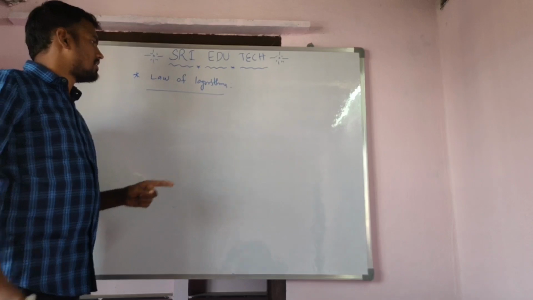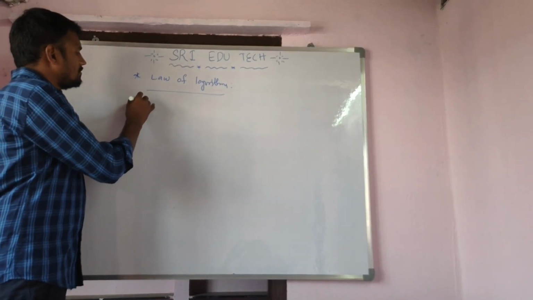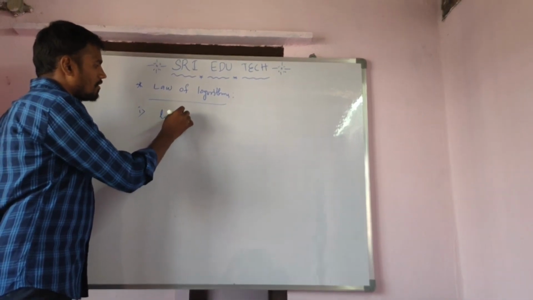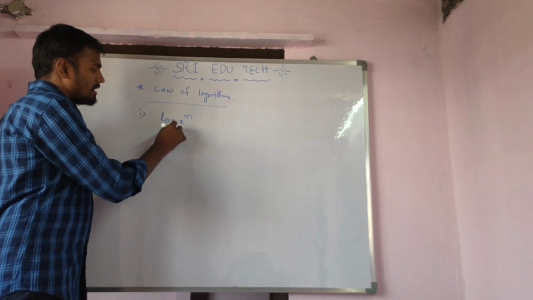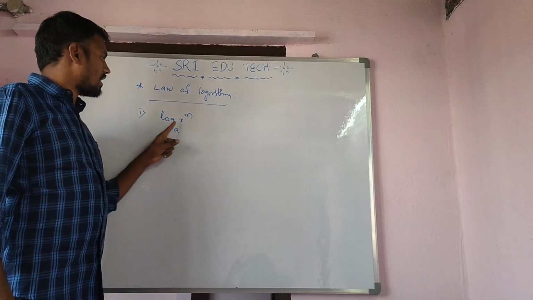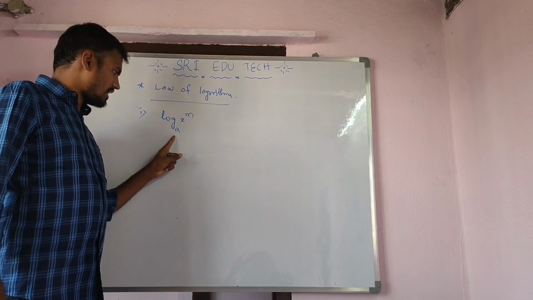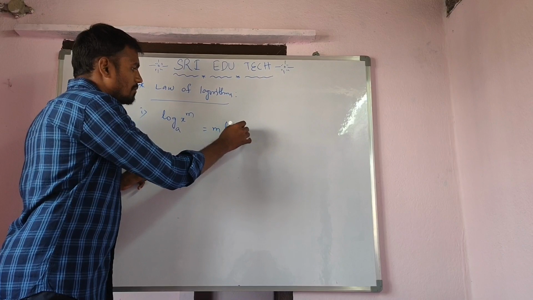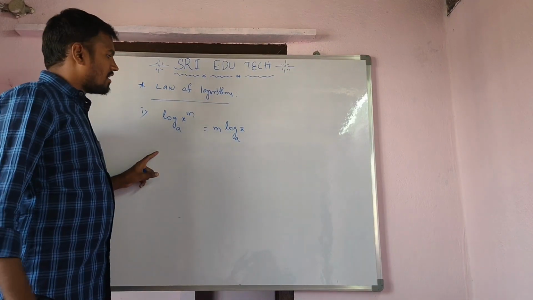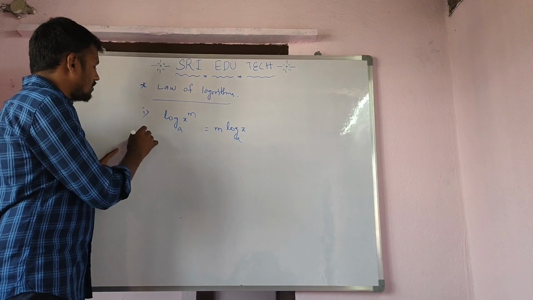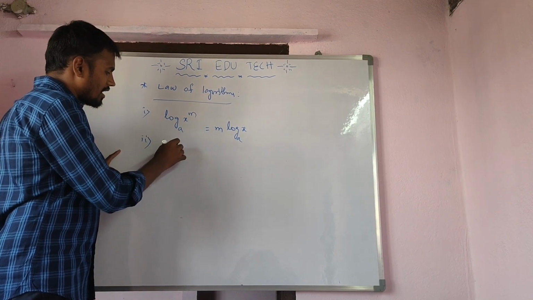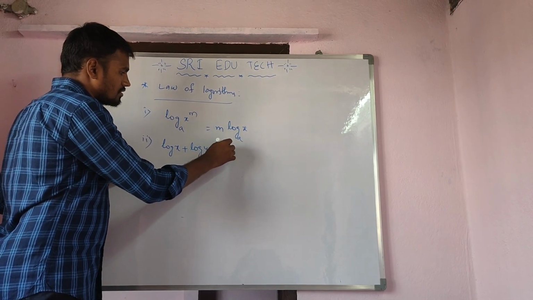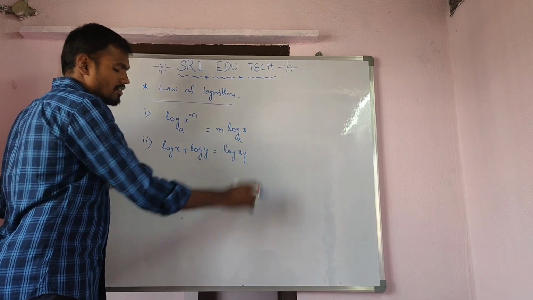Laws of logarithms, amma. First one, log x to the power of m base a is equal to m log x to the base a. Right? Next, number 2, log x plus log y is equal to log xy.